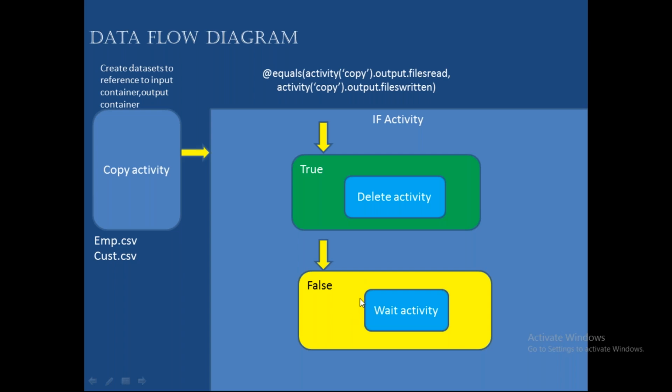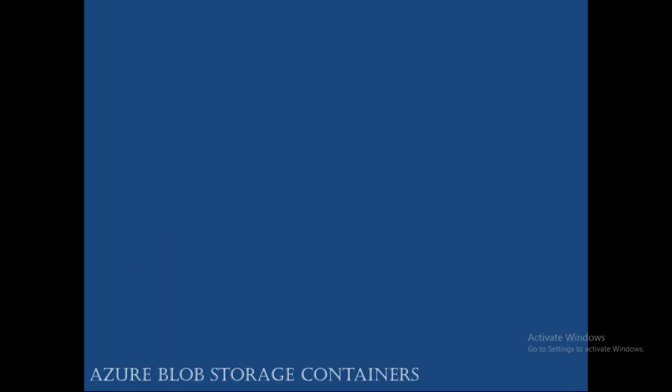I'll simply exit. I will use some wait activity, or you can say notification. You can send an alert notification saying that files were not copied successfully into this particular path. You can send a mail notification. How to send mail notification? Those things will come in the upcoming sessions. Okay, this is the workflow diagram.